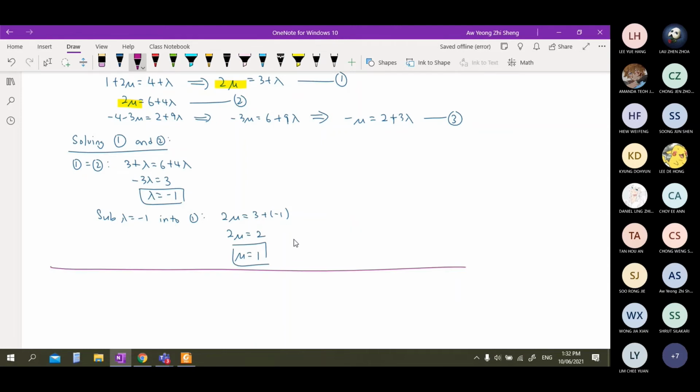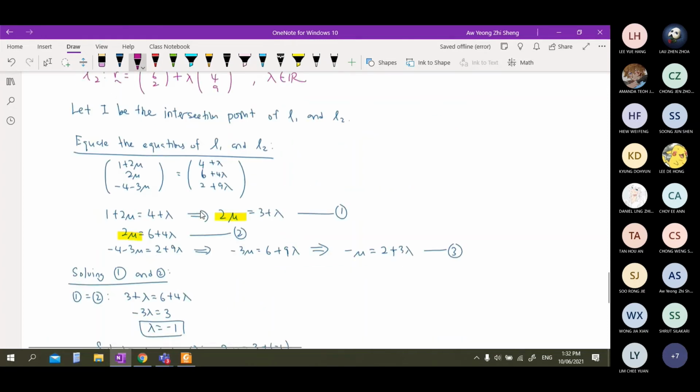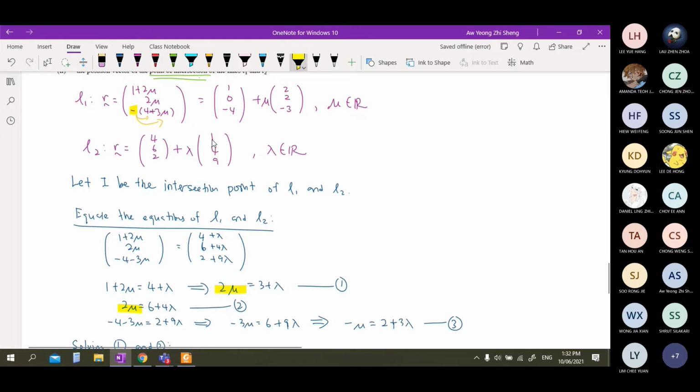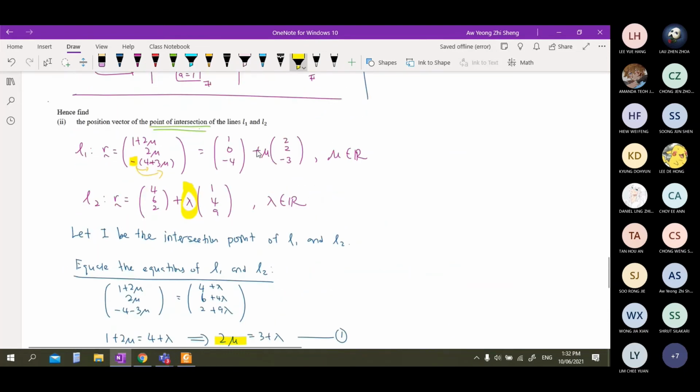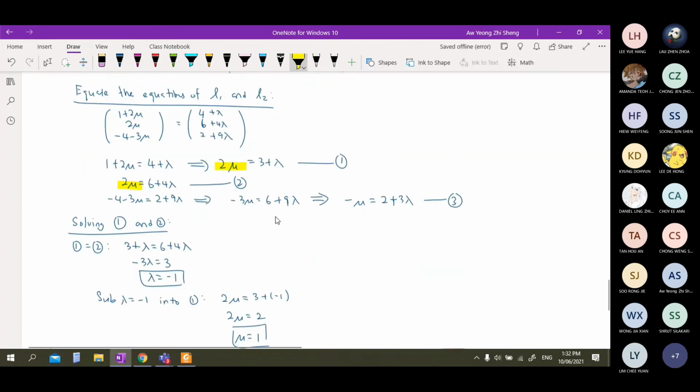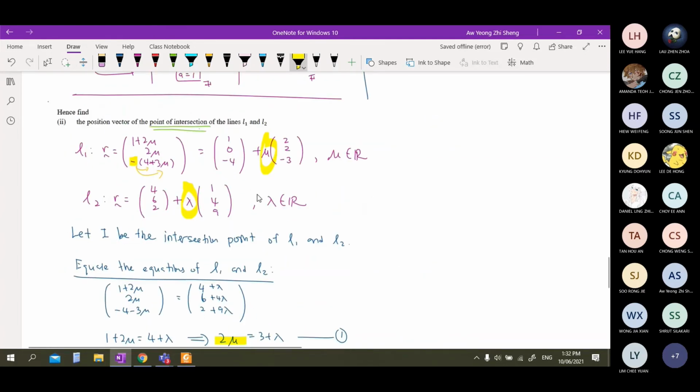So to find the point I, you just sub lambda equals negative 1 into the equation of L2. Or you can also choose to sub mu equals 1 into the equation of L1. Either one of these will work. In fact, both of these methods will lead you to the same answer for the position vector of I. So you just need either one of these.